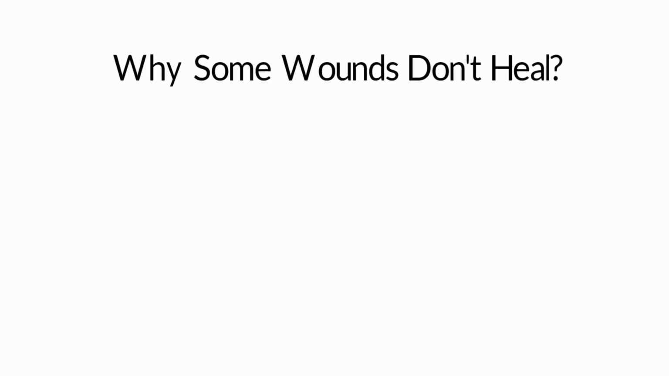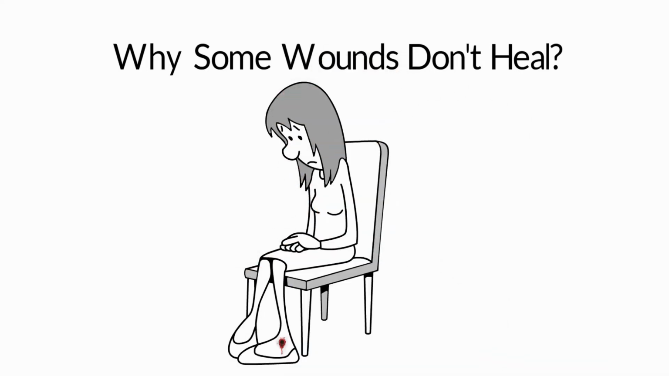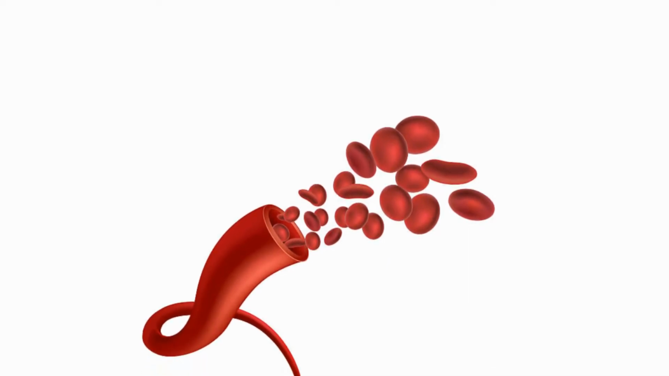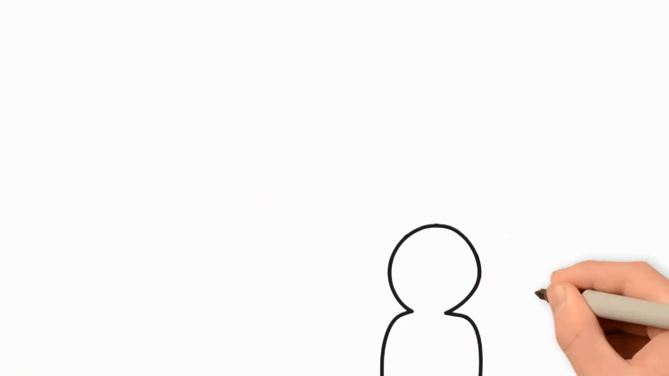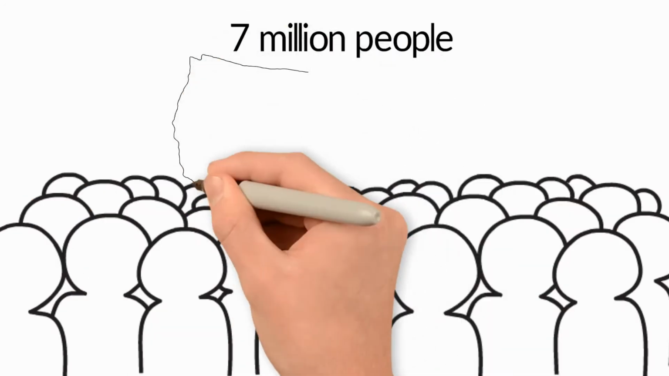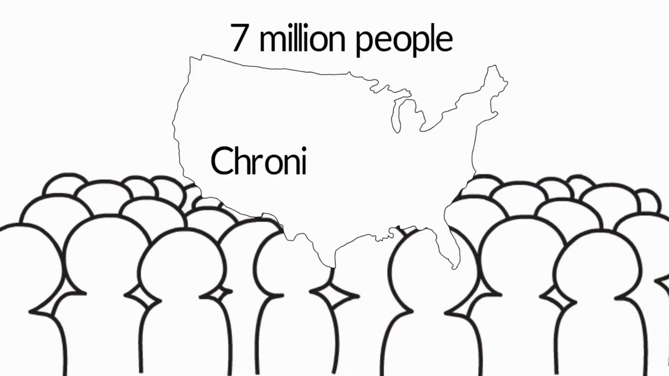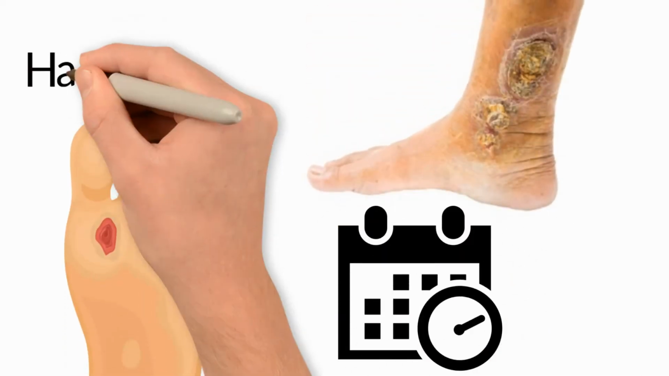Why some wounds don't heal. Sometimes certain factors can slow or even prevent healing entirely. One of the biggest factors is not enough blood supply to the wound. Oxygen and nutrients that new blood carries to a wound are essential to healing. It is estimated that as many as 7 million people in the United States suffer from wounds that do not heal well, known as chronic wounds. Some chronic wounds, like diabetic foot ulcers or leg ulcers, take much longer to heal and are harder to treat.